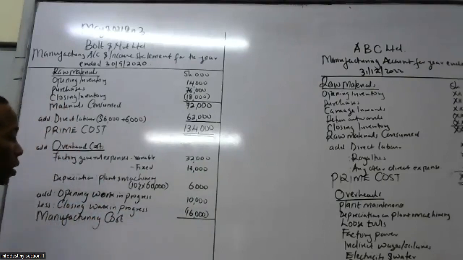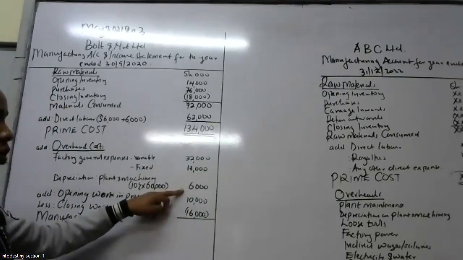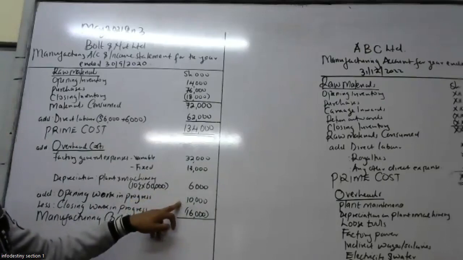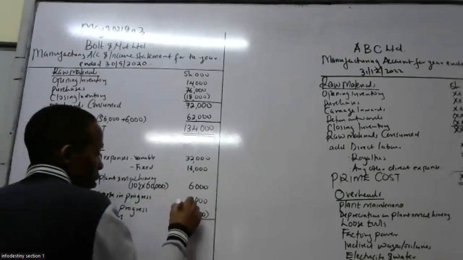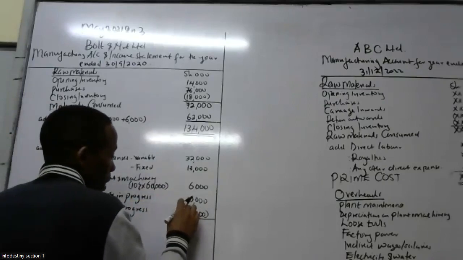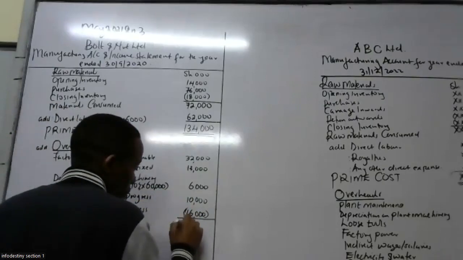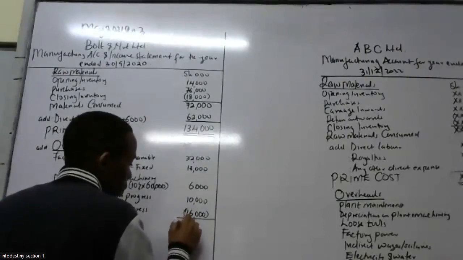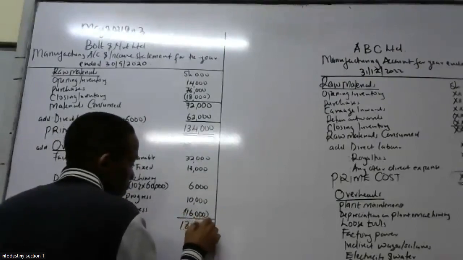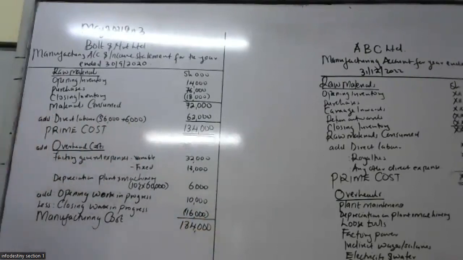Now, how much was it? It was 190, wasn't it? 190 plus 10, that is 200. 200 minus 16. 184. Yes? 184. That is the manufacturing cost.